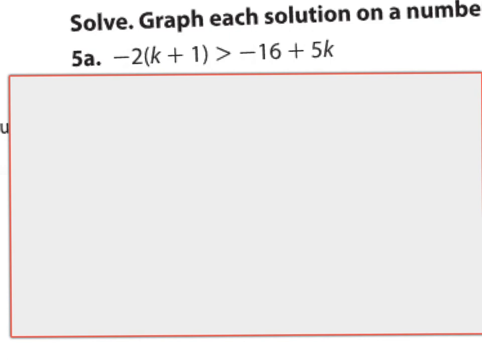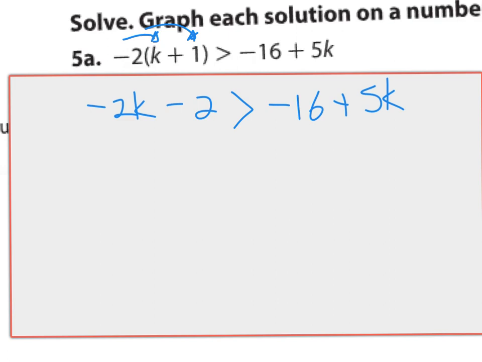Here's 5a. Pause now. We should start by doing distributive property, so that we get negative 2k minus 2, because negative 2 times 1 is negative 2, is greater than negative 16 plus 5k. Now we have to look for the greater coefficient, which is on this side, so that's the one we're going to keep, and we're going to get rid of the smaller coefficient by adding 2k. Okay, and I'm going to add 2k to both sides.